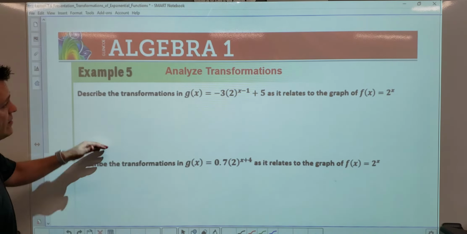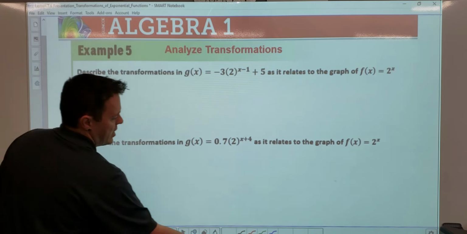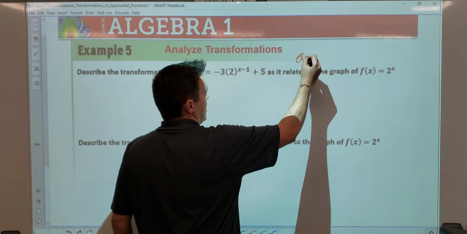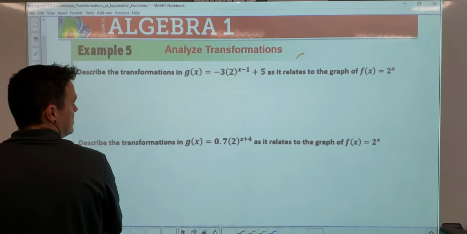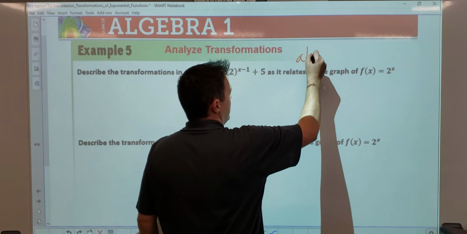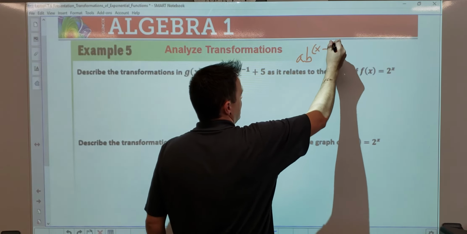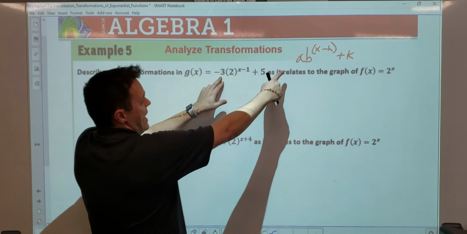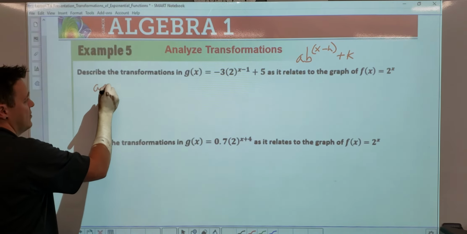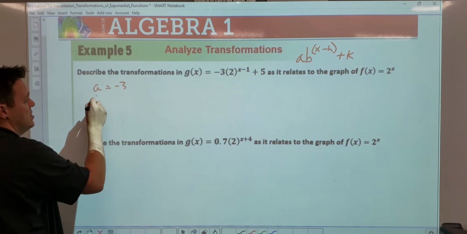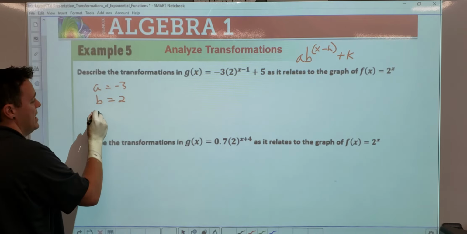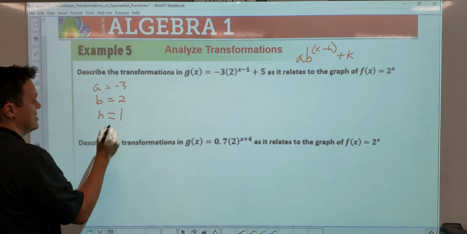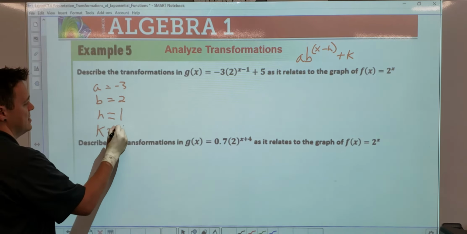All right, so now we have every piece that we're going to be dealing with here, and I told you we would be talking about different values of a. So hopefully you guys see that when it's a times b to the x minus h, it's also then plus k, and you can associate that. So the a value here is -3, my b value is 2, my h is a negative here, so technically it's a +1, and then my k is 5.